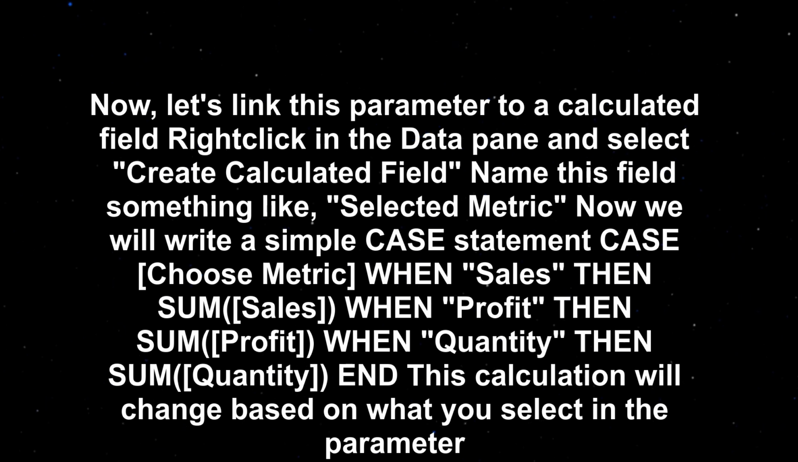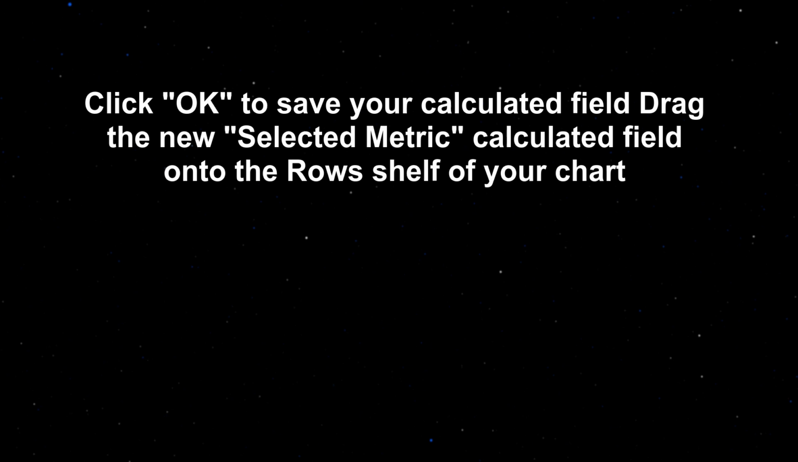CASE [Choose Metric] WHEN 'Sales' THEN SUM([Sales]) WHEN 'Profit' THEN SUM([Profit]) WHEN 'Quantity' THEN SUM([Quantity]), and this calculation will change based on what you select in the parameter. Click OK to save your calculated field. Drag the new Selected Metric calculated field onto the row shelf of your chart.